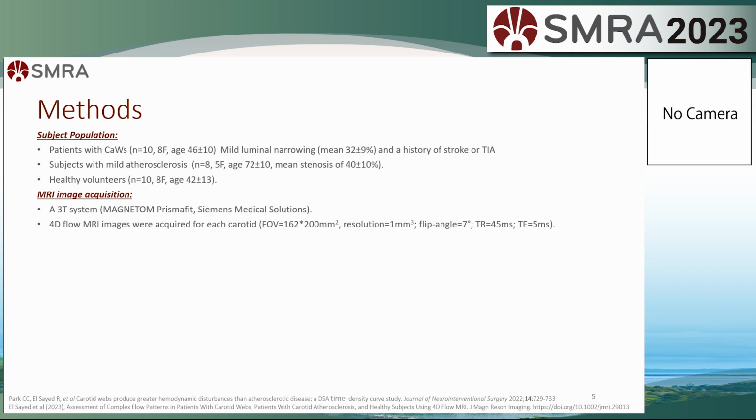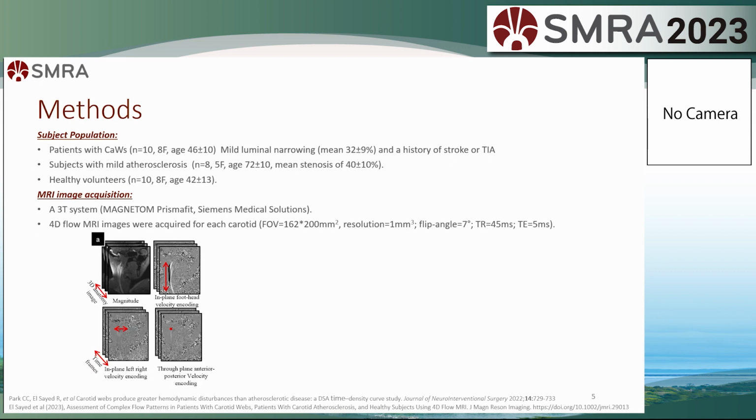Stenosis, and then healthy volunteers. We scanned these subjects on our 3 Tesla system at Emory University, and we acquired our 4D flow MRI images using the following parameters. We did have a head coil and a carotid coil.